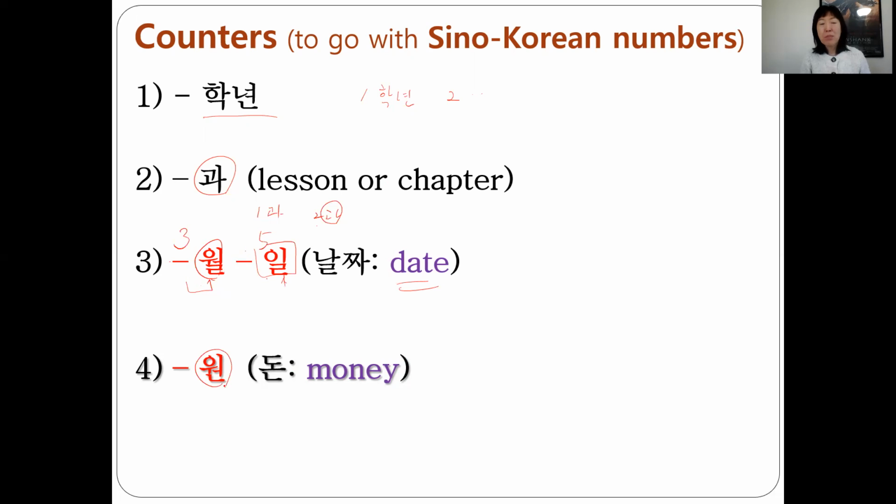In case of money, Korean currency is 원, US dollar is 불 or 달러. We use Sino-Korean numbers. For example, 2달러, 2불, 2,000원. Okay, so each time you encounter a counter, remember which number goes with it.